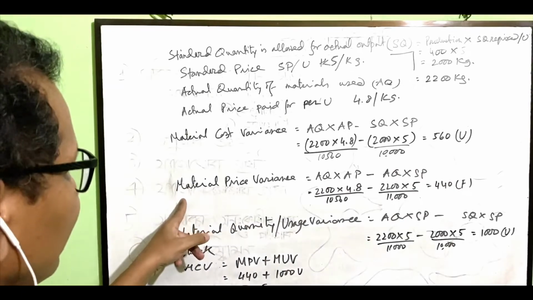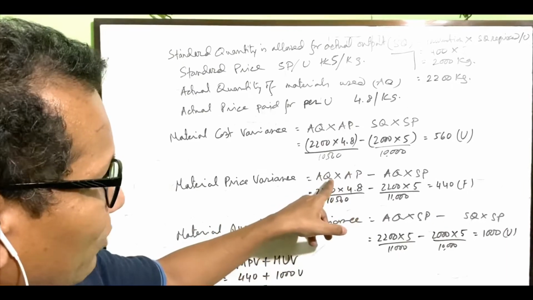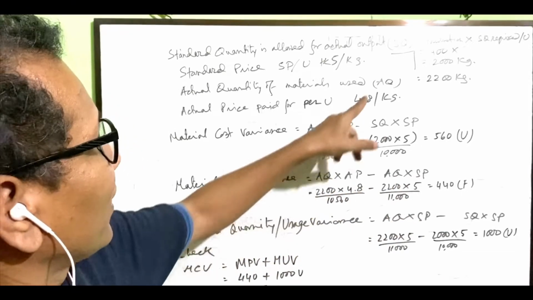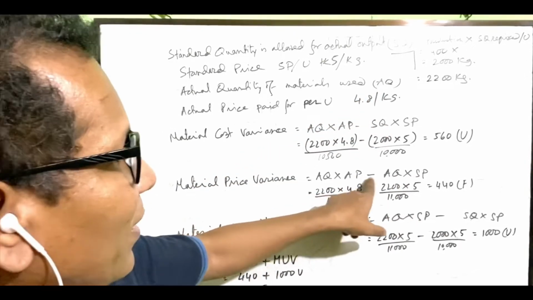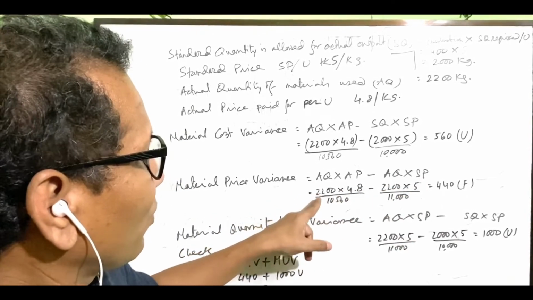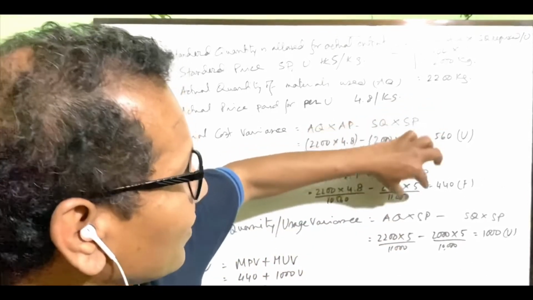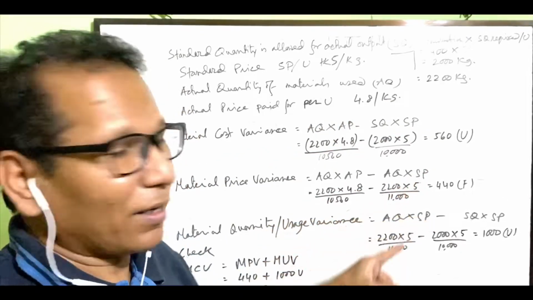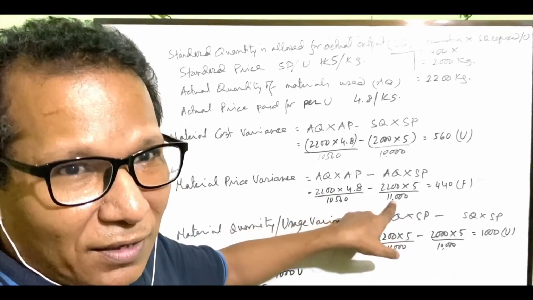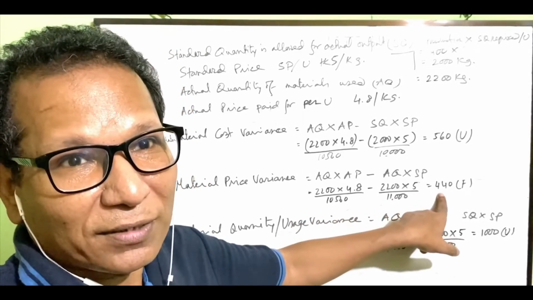On the other hand, material price variance, the formula is actual quantity into actual price minus actual quantity into standard price. Actual quantity is given, actual price given, standard price given. Just we put the figures, we get 10,560 and 11,000. Here the second part is higher than the first part. Since the standard figure is higher than the actual figure, it is called favorable variance.